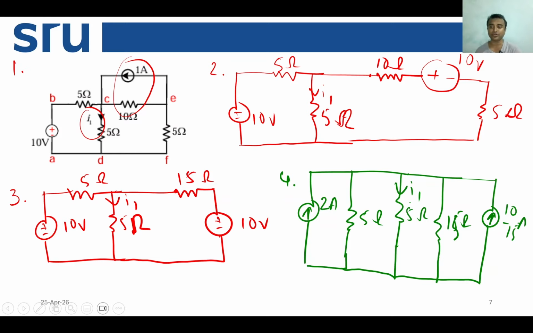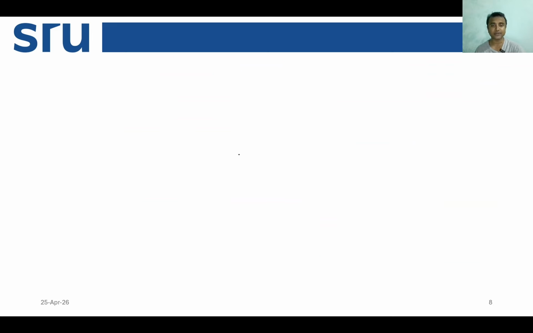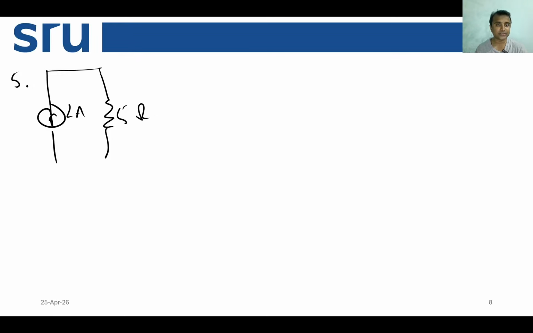So let us simplify. 10 over 15 is 2/3, it is actually 0.67, right? So let us have another circuit here. So circuit number 5. You have a current source of 2 ampere, then 5 ohm resistance here, then the target resistance of 5 ohm, this is I1, and then you have another current source.